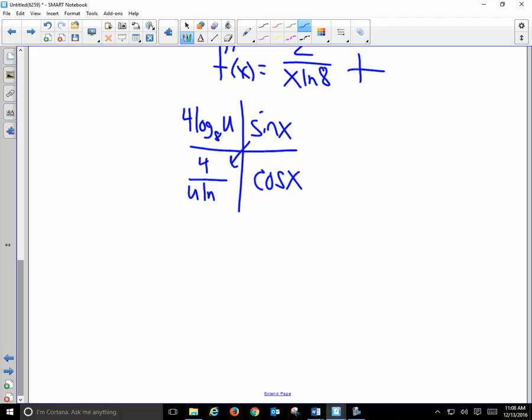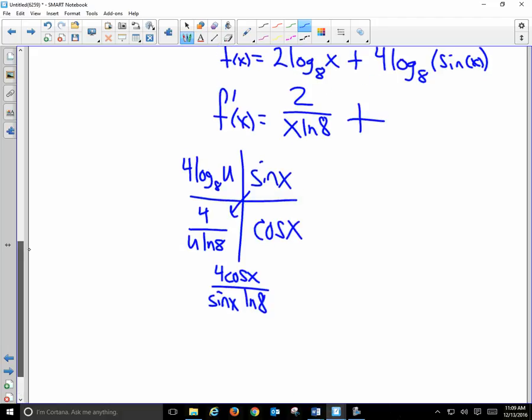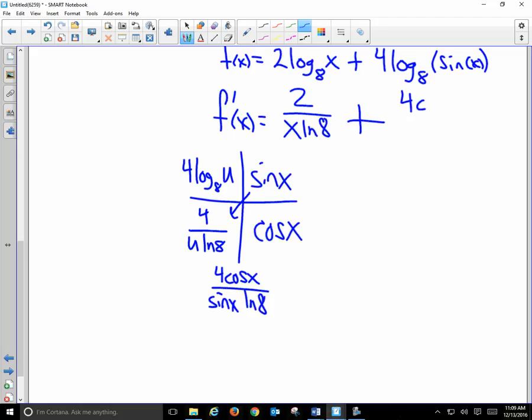Close. 4 over u, natural log of 8. Okay, so when you multiply, you get 4 cosine of x in the numerator. In the denominator, you get sine of x times the natural log of 8. I have cosine of x over sine of x. Cotangent. So we have 4 cotangent of x over natural log of 8. Sweet. That's it.